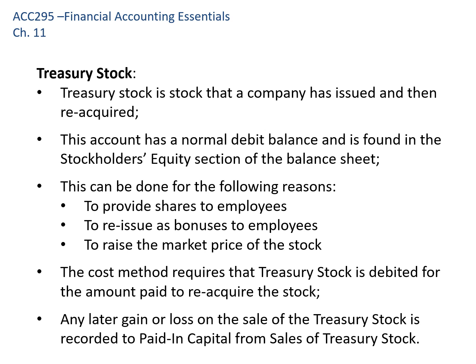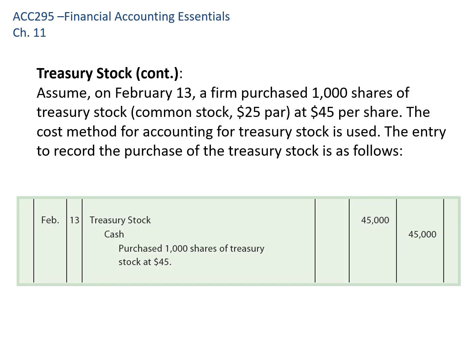We're required to use the cost method for treasury stock. So when we're dealing with treasury stock, we can forget about par value, and we just record it at the price we pay for it, and we keep track of that. If we sell some later, we record a gain or a loss. So here, assume February 13th, we purchase 1,000 shares of treasury stock at $45 per share. Now it has $25 par, we can ignore that. So we debit treasury stock, again, that contra account in the equity section, for the amount we paid, and we credit cash. We write a check for it.